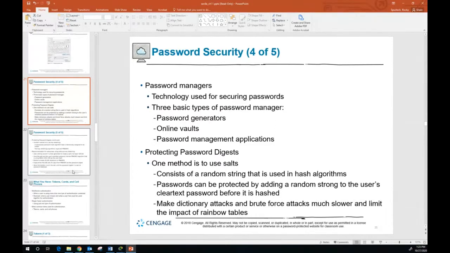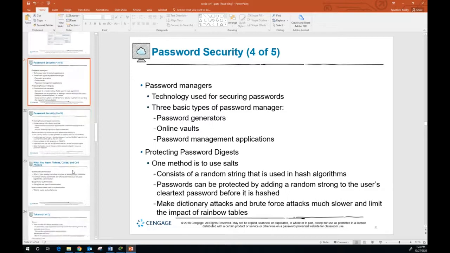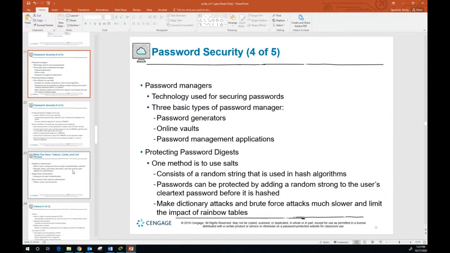You can also protect your password digest by using salts, which consists of a random string that's used in the hash algorithm. With this, passwords can be protected by adding the random string to the user's clear text password before it is hashed. And what this does, it makes dictionary attacks and brute force attacks much slower, and it also limits the impact of rainbow tables.